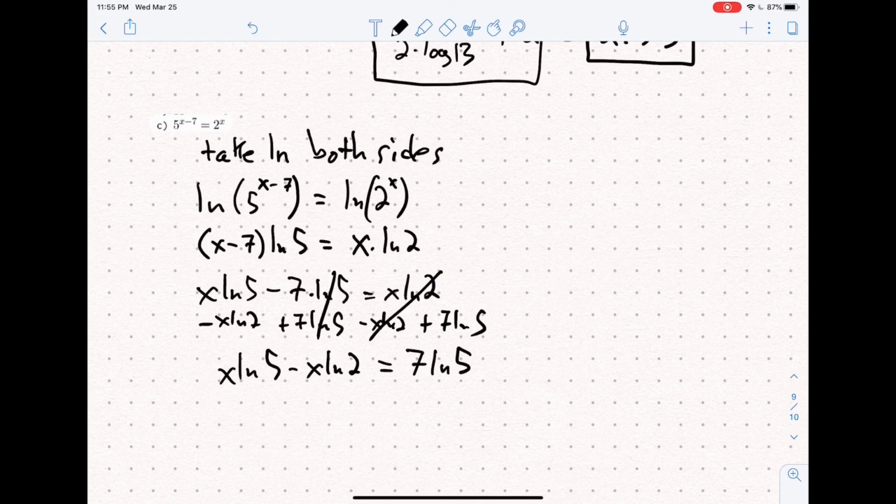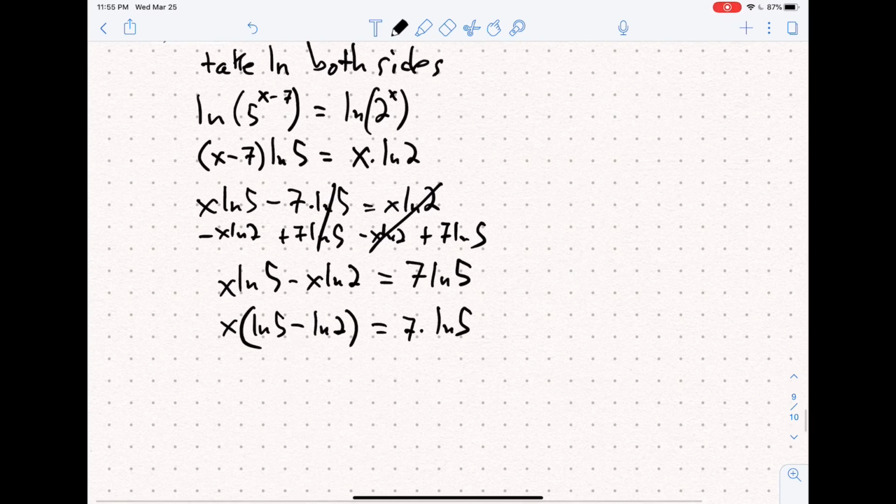Now, it's looking closer. What we have is x and x, and each one has x times a number. Ln of 5 is some number. You could get it from your calculator. And this x is times ln 2. That's also a number. It's a different number. And the way that we handle this is, since these two have the x in common, we just factor an x out of the left-hand side. So that it becomes x times ln 5 minus ln 2. Each term on the left has an x in it. We factor the x out, and this is what remains. 7 times ln 5 on the right.